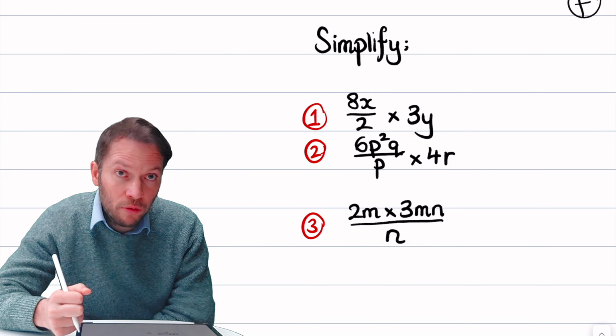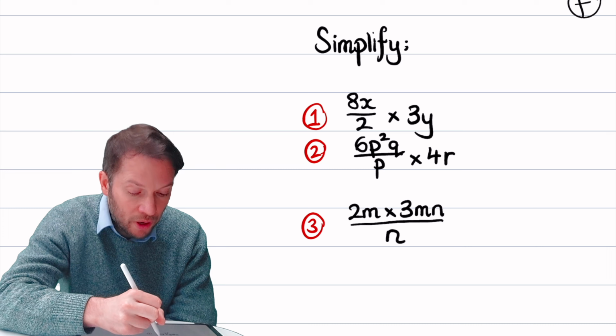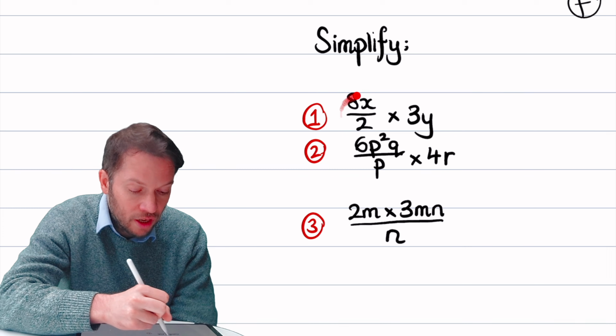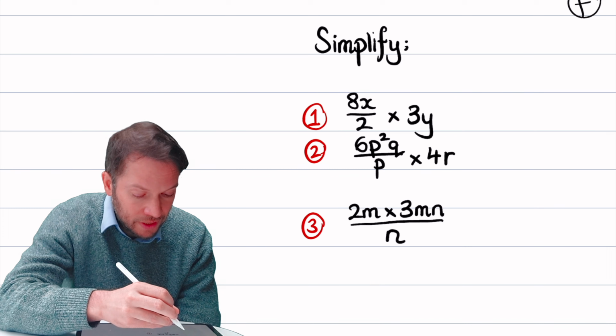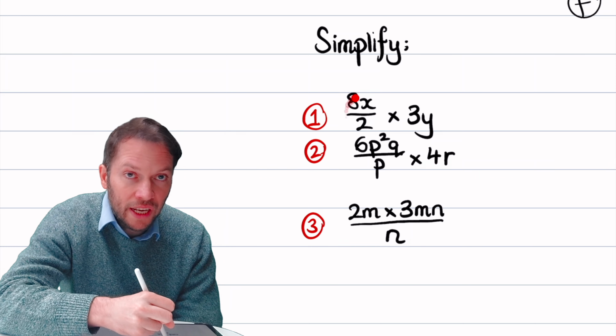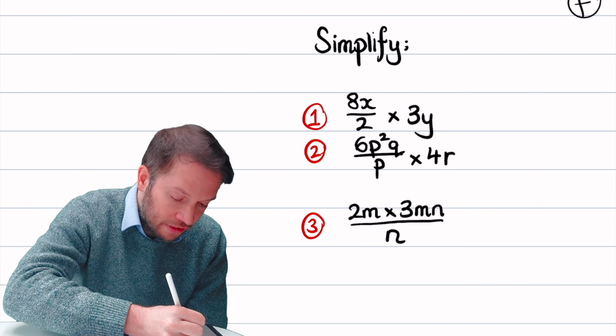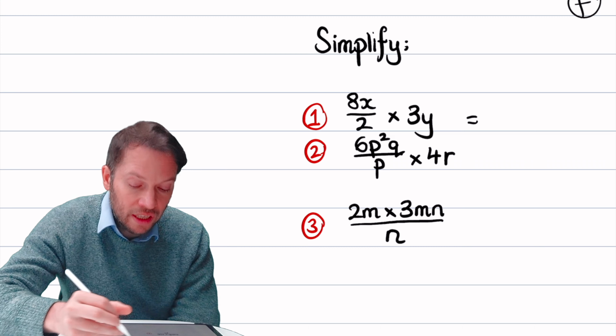Hi, in this final video on dividing algebraic terms, we're going to combine dividing algebraic terms with multiplying as well. So in this first example, we're going to first simplify this division here, and then we're going to do the multiplication, right? Now, firstly, let's do the 8x divided by the 2.